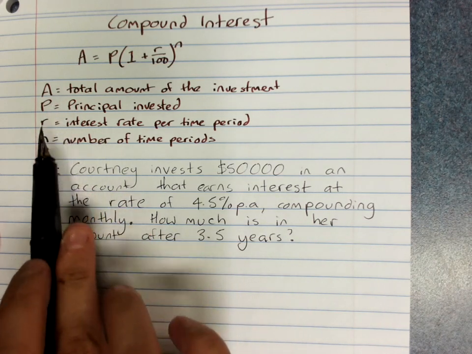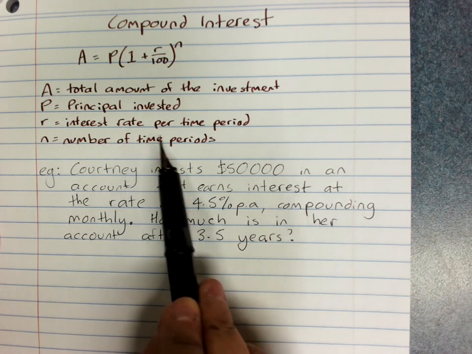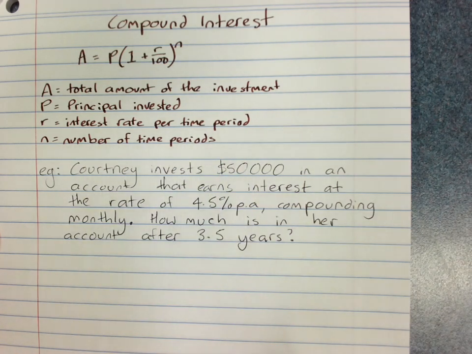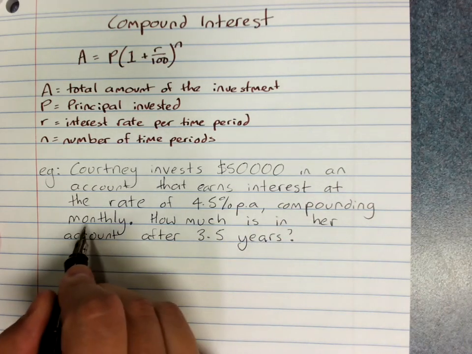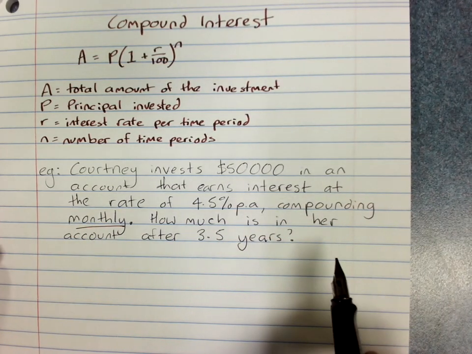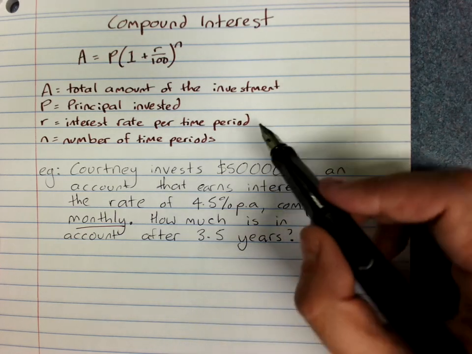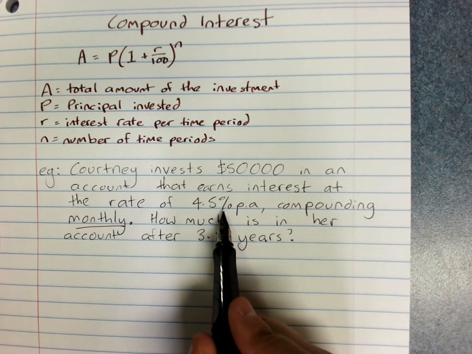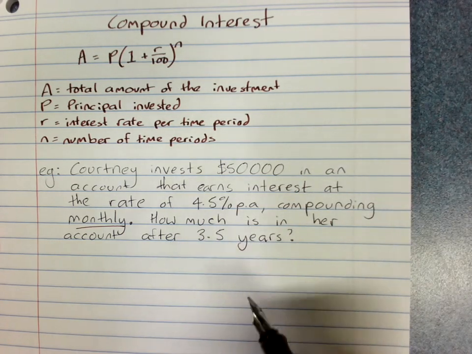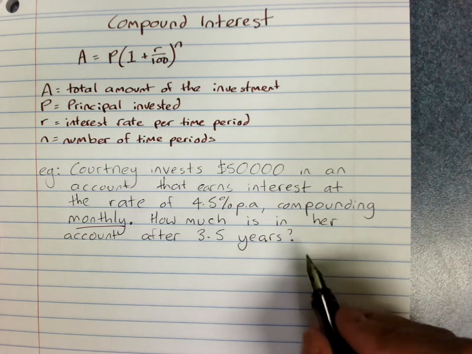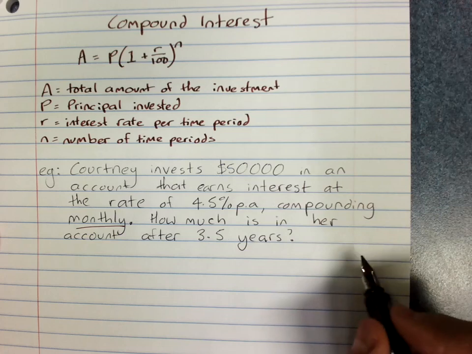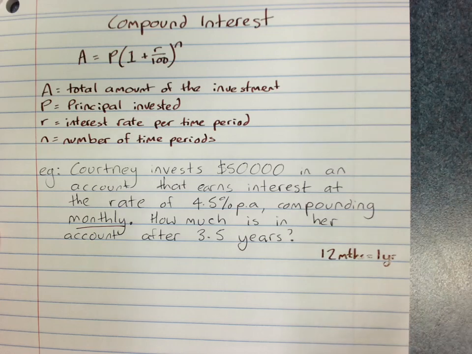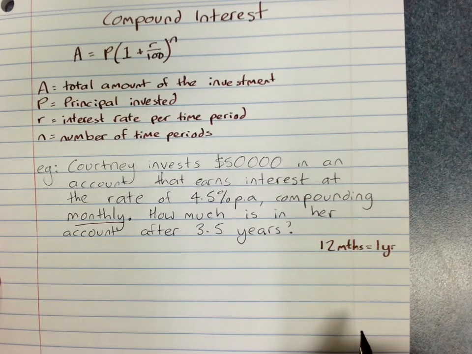In our formula, the interest rate is the rate per time period, and N is the number of time periods. And our time period in this is months, because we're compounding monthly. So there's a pair of calculations that we'll have to do to work out what is 4.5% per annum per month and how much is 3.5 years in months. So we'll need to know how many months there are in a year, 12 months per year. And we'll just do some extra little calculations.